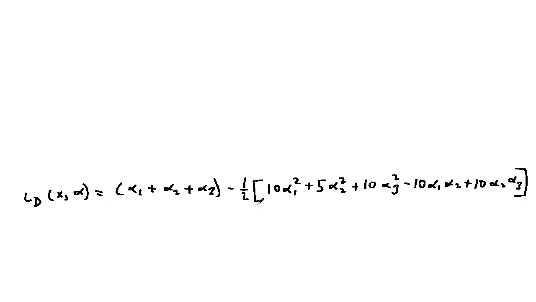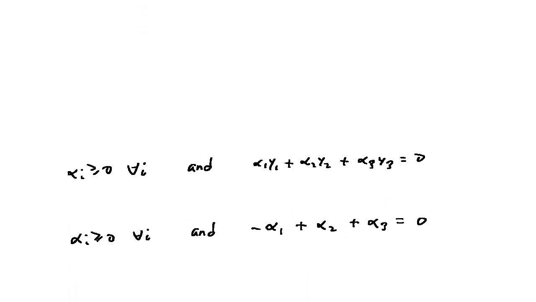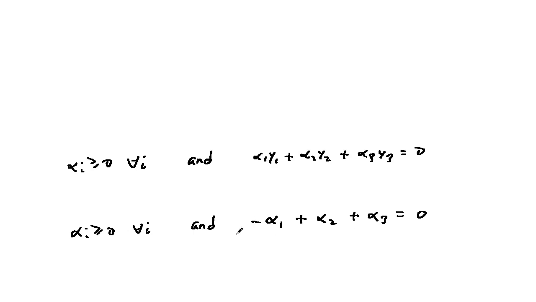We want to maximize L sub D subject to the constraints alpha_i being greater than or equal to 0 for all i, and alpha 1 y1 plus alpha 2 y2 plus alpha 3 y3 equals 0. That is, we need alpha_i greater than or equal to 0 for all i, and negative alpha 1 plus alpha 2 plus alpha 3 equals 0. I just plugged in the values for the y's.